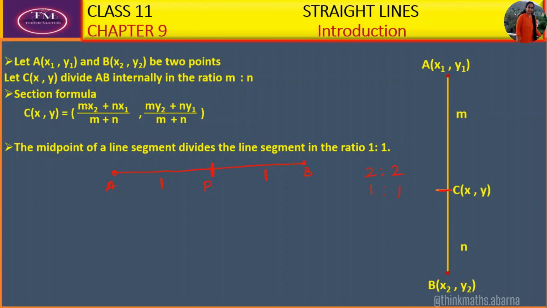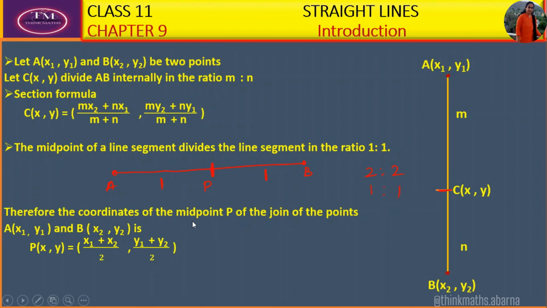So if you substitute 1 here, it is (x2 plus x1) divided by (1 plus 1), that is 2. So it is (x1 plus x2) by 2, comma, (y2 plus y1) by 2. That is the midpoint formula. To find the midpoint, you add the x coordinates and divide by 2, add the y coordinates and divide by 2, and you will find the midpoint P.